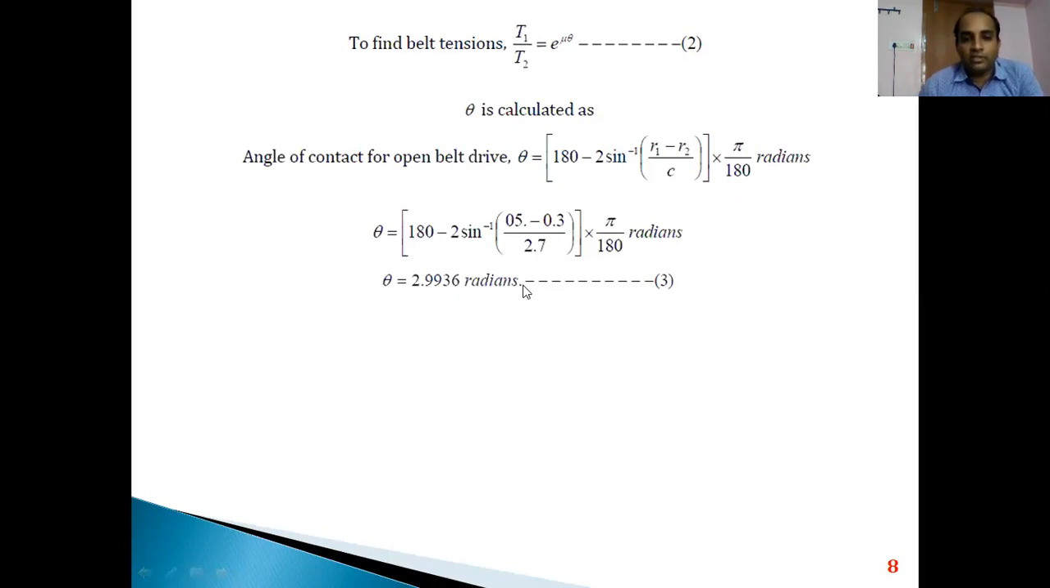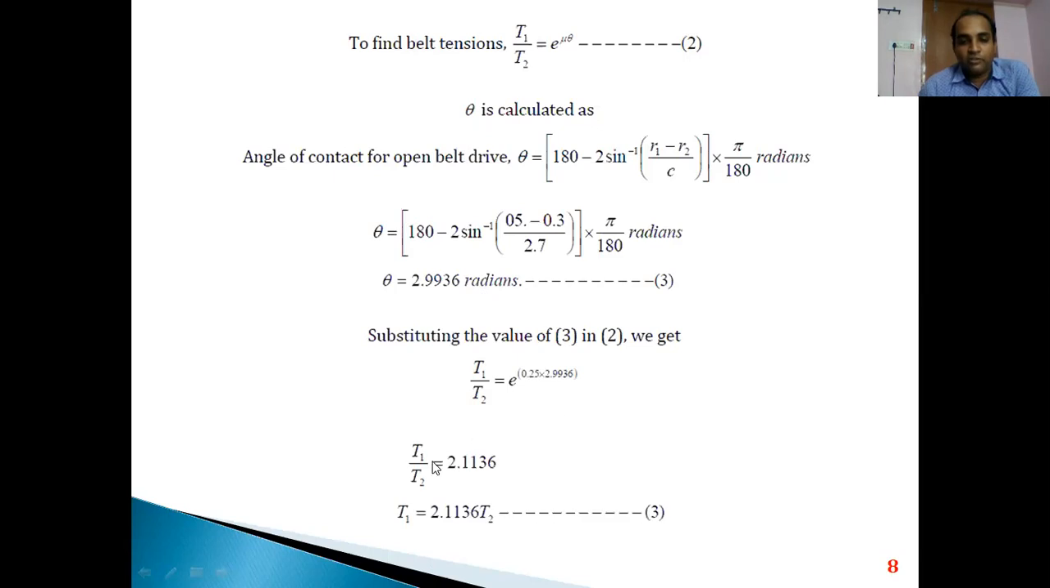Once we have this value, we can go for finding the ratio of the belt tensions T1 by T2. So I have substituted the value here. Mu is already given in our question. The theta value we have just now derived. So the value of the T1 by T2 ratio is around 2.1136, or the same I can write as T1 is equal to 2.1136 T2. We don't know the value of T1, and we have to find the value of T2. Then only can we separate the values of T1 and T2. For this, another hint given in this question is the power transmitted. So using that equation, you can get the values of T1 and T2. Let us see how we can find that.